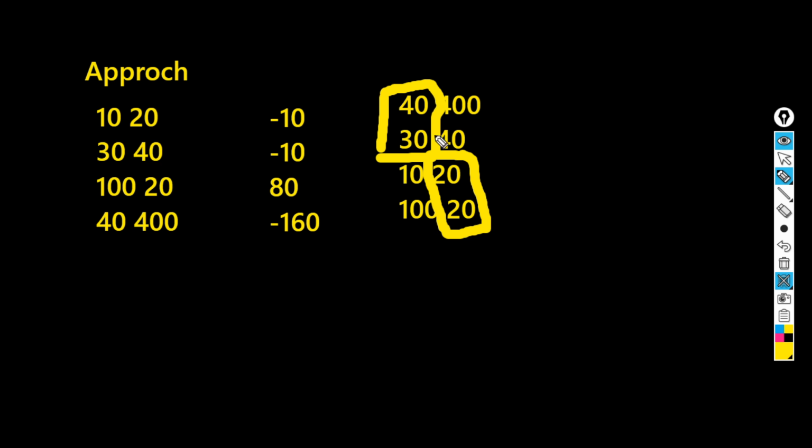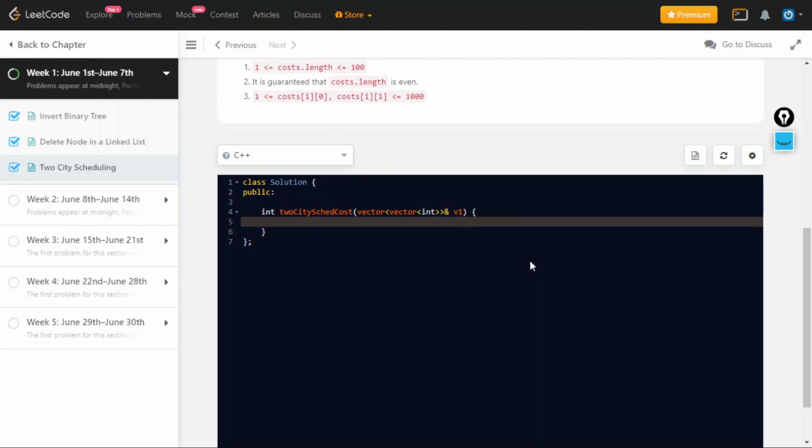So this will be our answer. I explained the approach: we sort according to the difference of the costs of the cities, and then the cost of the starting n cities will be taken from the zero index and the cost of the last n cities will be taken from the second half of the cost. So in this case the answer will be 40 plus 30 plus 20 plus 20, which comes to 110.